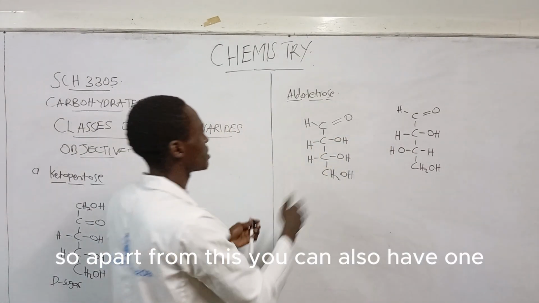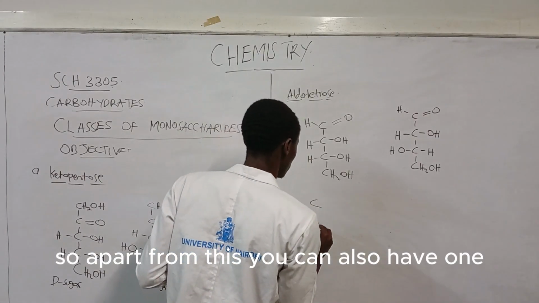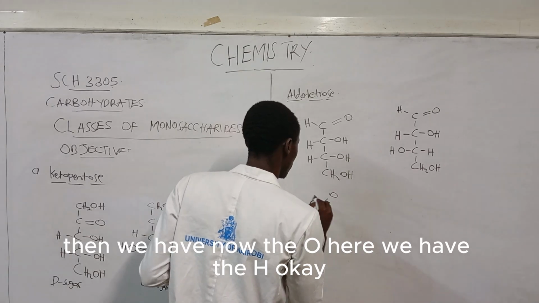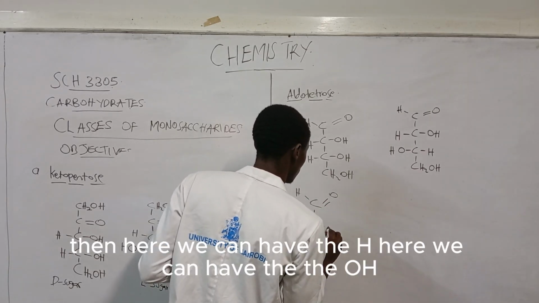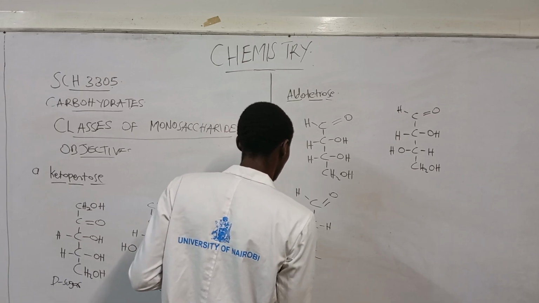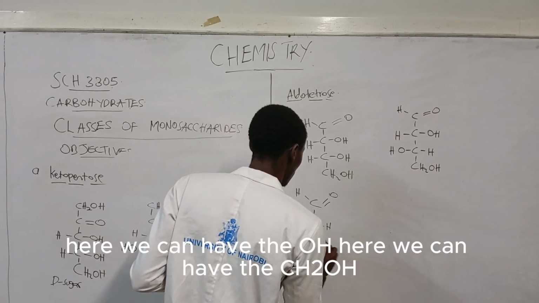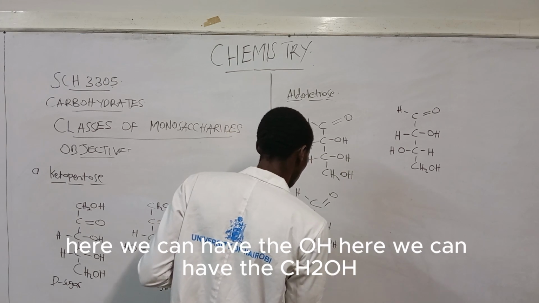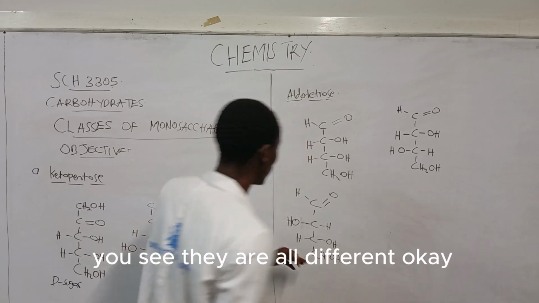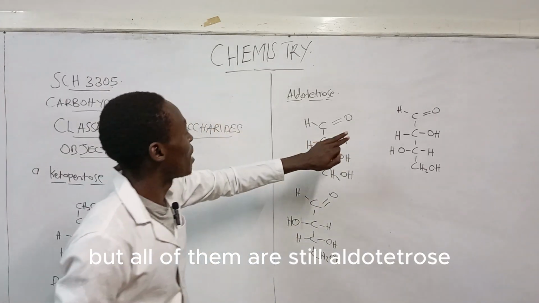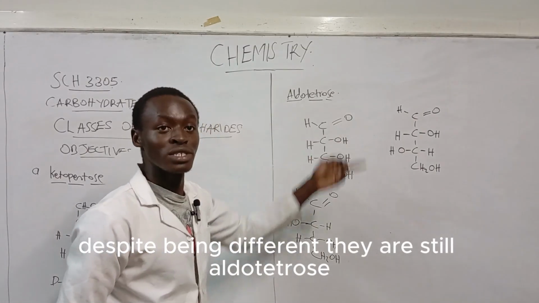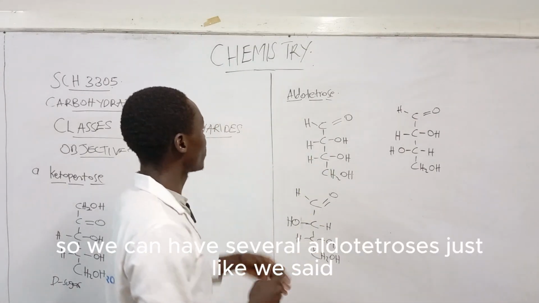Apart from this, another one can occur. You can also have 1, 2, 3, 4 carbon atoms, bonded that way. Then you have the O here, you have the H. Then here we can have the H, here we can have the OH, here we can have the OH, and here the H, and CH2OH. You see, they are all different, but all of them are still aldotetroses. Despite being different, they are still aldotetroses. So we can have several aldotetroses.